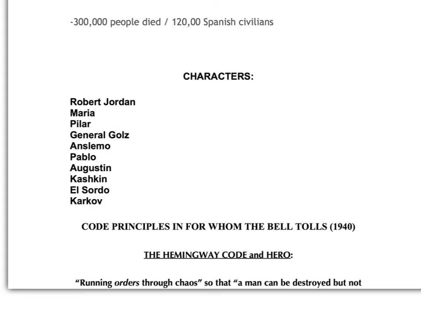El Sordo, last two, is a leader of another guerrilla army up in the mountains in Spain. El Sordo means deaf, and he is murdered along with all of his fighters in a brutal battle in this book. And Karkov is a Russian journalist who befriends Robert Jordan, is definitely on his side. So the most important characters that we're going to talk about are Jordan as our code hero, Maria as a code hero, Pilar as a code hero, and Anselmo as a code mentor for Robert Jordan.